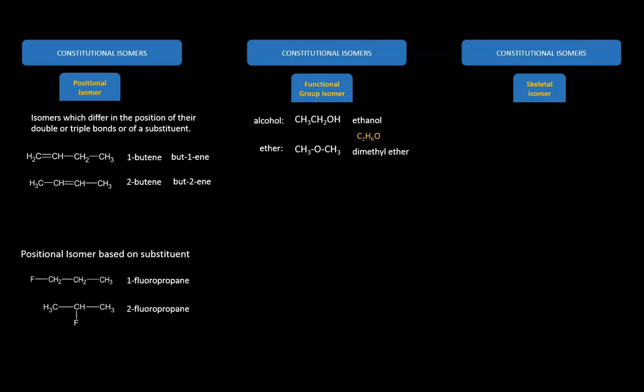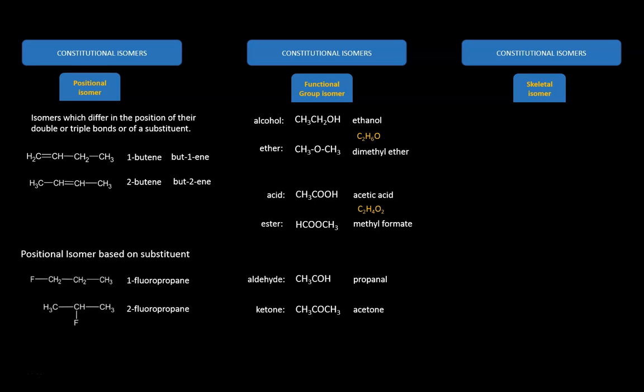The second example involves organic acids and esters. Here is acetic acid, also called ethanoic acid, and here is methyl formate, also called methyl methanoate. Both have the same molecular formula and so are examples of functional group isomers. The final example is aldehyde and ketone. This is propanal and acetone, or propanone. These functional group isomers have the same molecular formula.